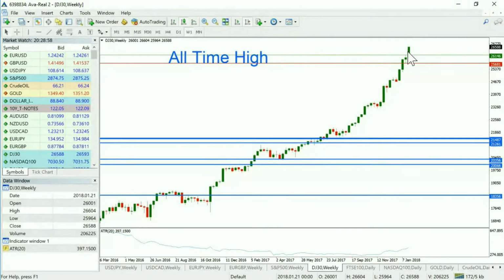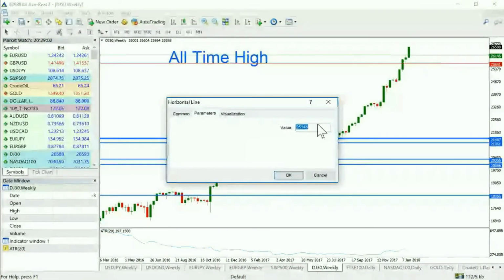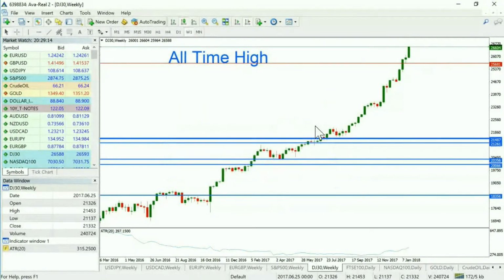So the high of this market is 26,604. Unbelievable is the word that springs to mind. 26,604, so that's the high. And the low that we'll take note of is 25,964.